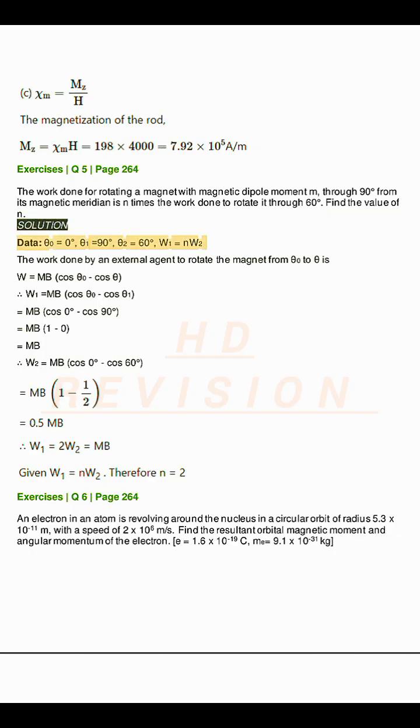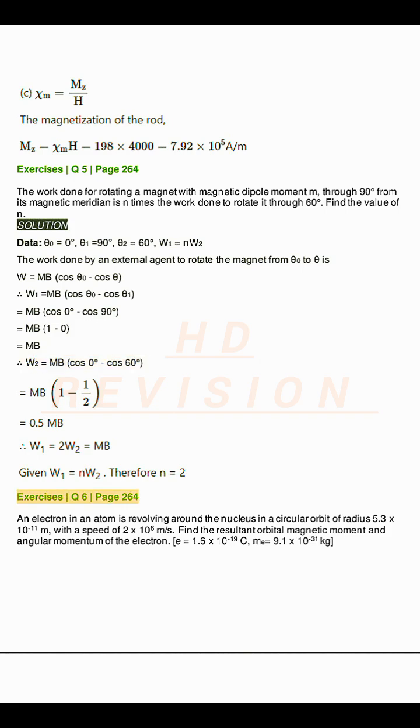Solution. Data: theta 0 equals 0 degrees, theta 1 equals 90 degrees, theta 2 equals 60 degrees, W1 equals n W2. The work done by an external agent to rotate the magnet from theta 0 to theta is W equals mB (cos theta 0 − cos theta). Therefore W1 equals mB (cos theta 0 − cos theta 1), equals mB (cos 0 degrees − cos 90 degrees), equals mB (1 − 0), equals mB. Therefore W2 equals mB (cos 0 degrees − cos 60 degrees).